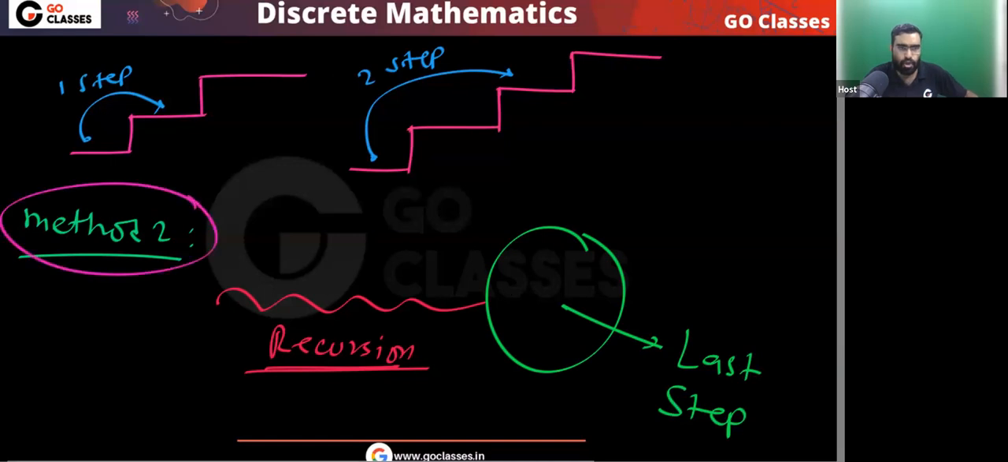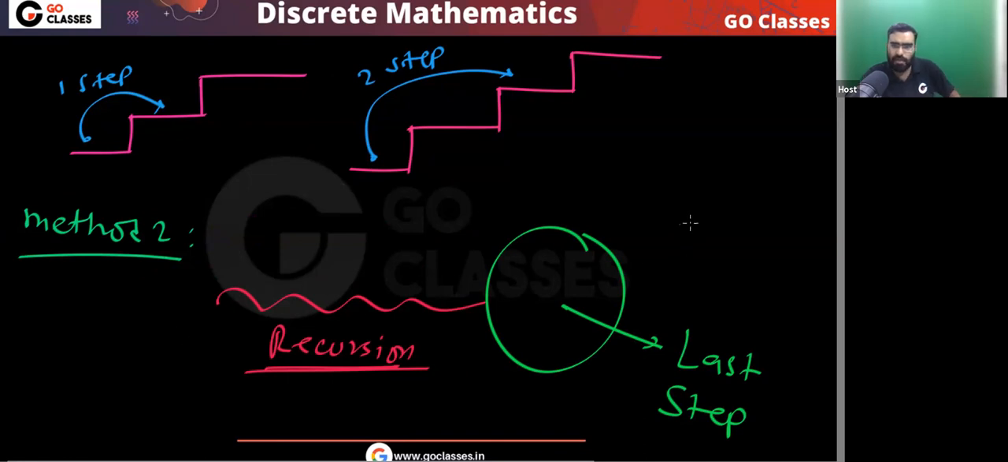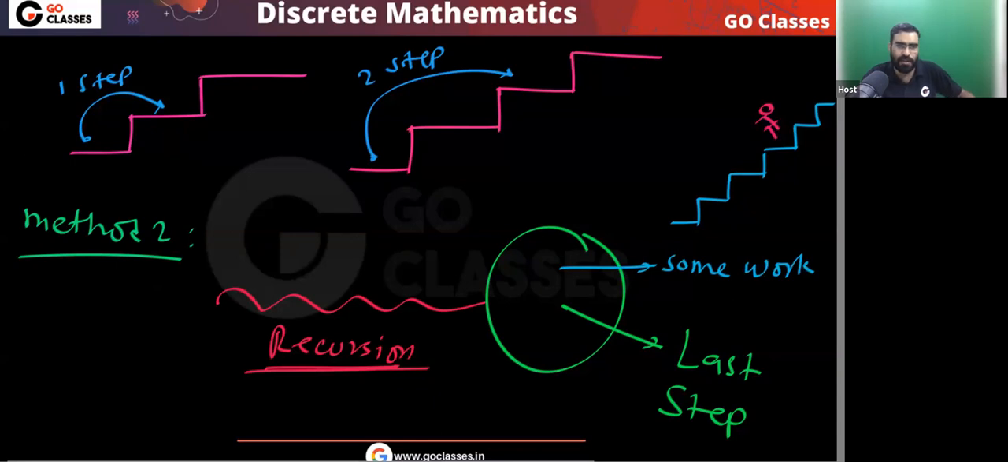Okay, in method number 2, you will assume that everything is already done. Everything is already done means you are already here. For example, if these are the stairs, you will assume that you are already here. You assume recursion has already happened. Now you just need to do some work at the end, the final work, the last work. Very simple. I hope this point is clear.